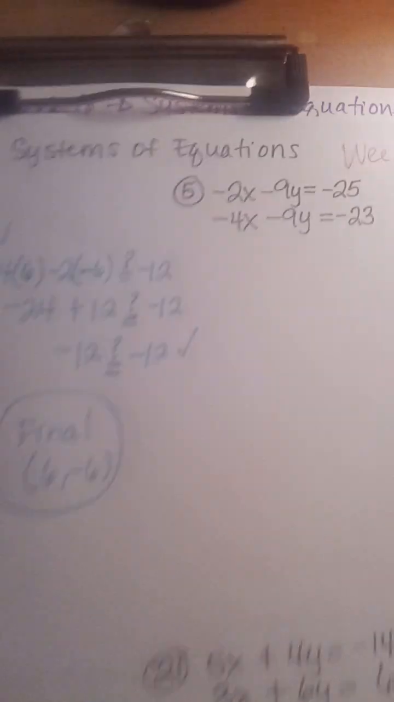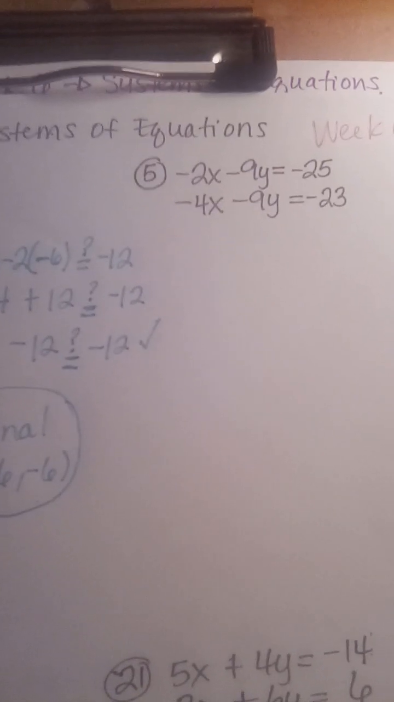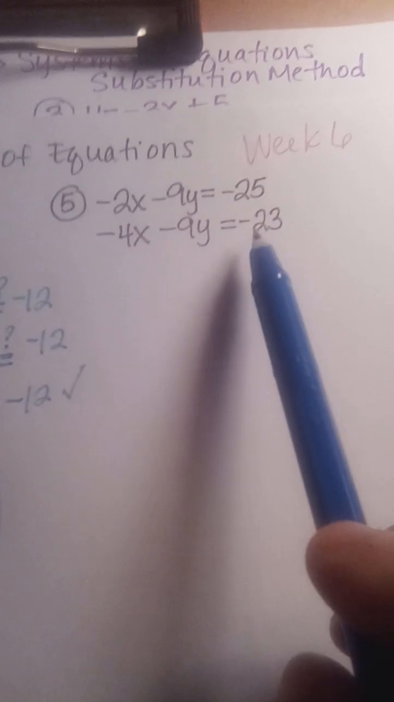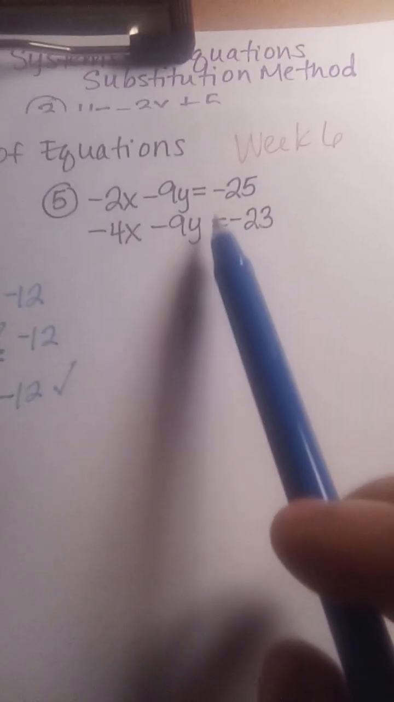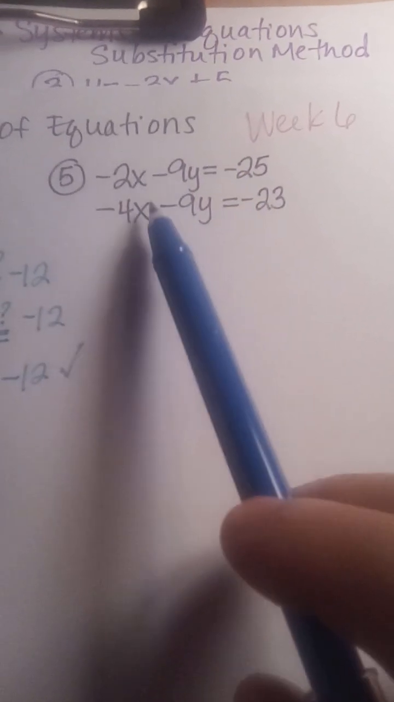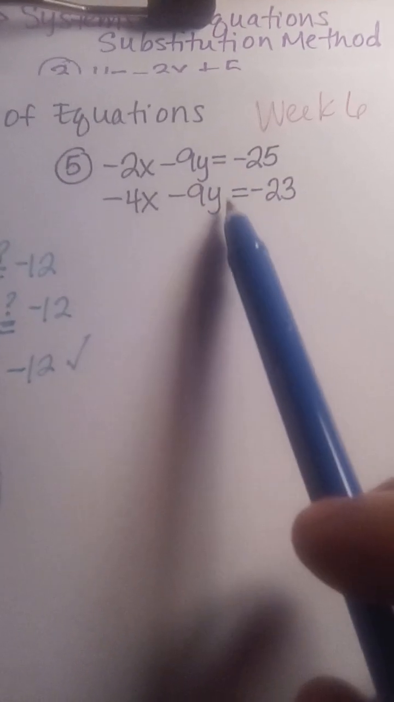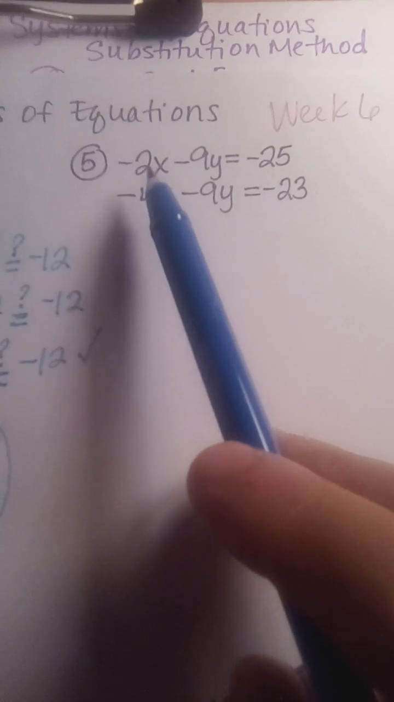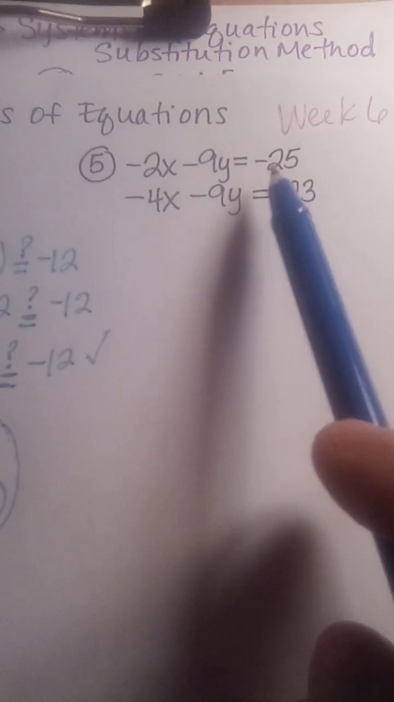Number 5, we have negative 2x minus 9y equals negative 25. And then we have negative 4x minus 9y equals negative 23. There's one way I can figure this out, to either eliminate the x's or the y's. In this instance, I will use the top row multiplied by a negative 2.